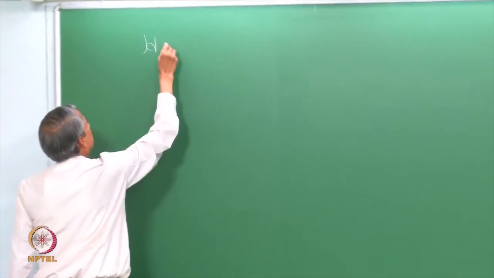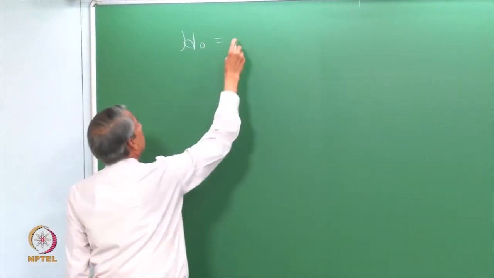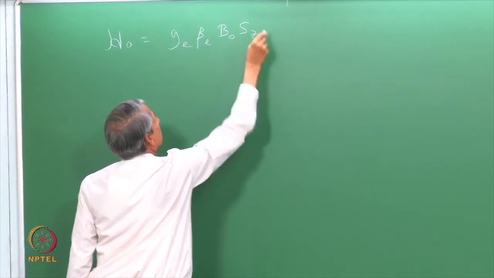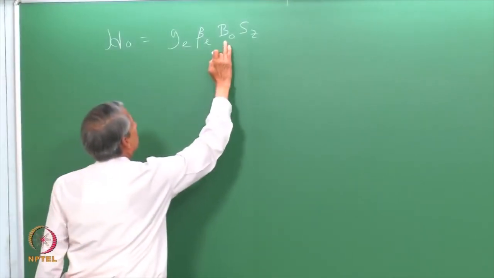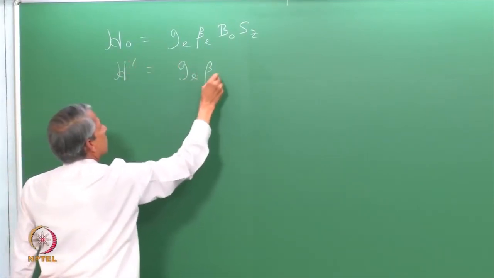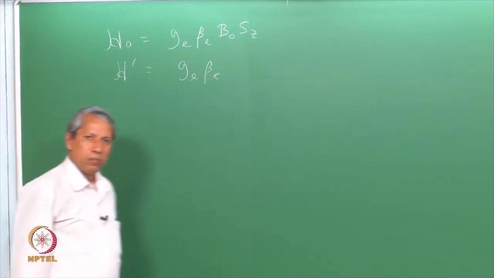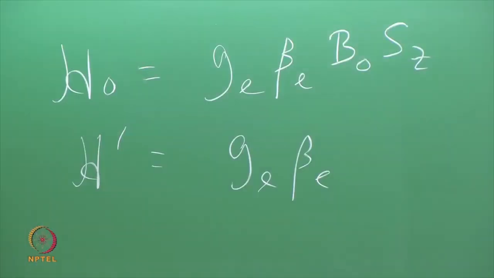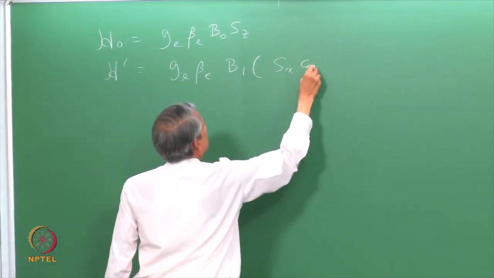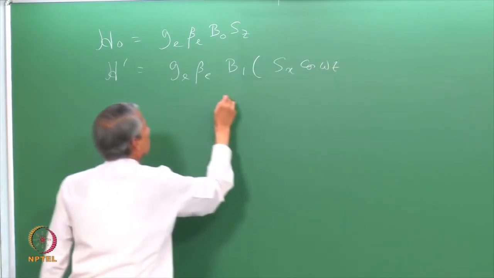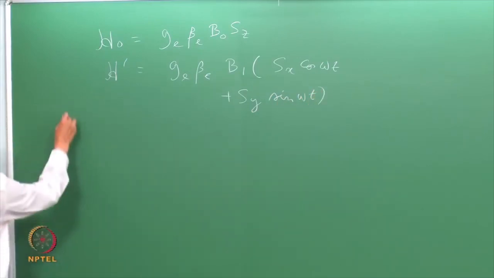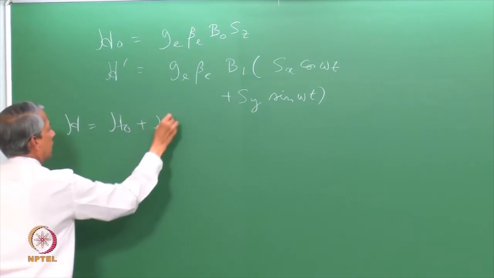We have a Zeeman interaction which gives the main interaction given by this. This is the Zeeman magnetic field, this is the SZ operator, and the perturbation, which is the small B1 magnetic field applied in the XY plane, is given by this. So, the total Hamiltonian is H0 plus H prime.